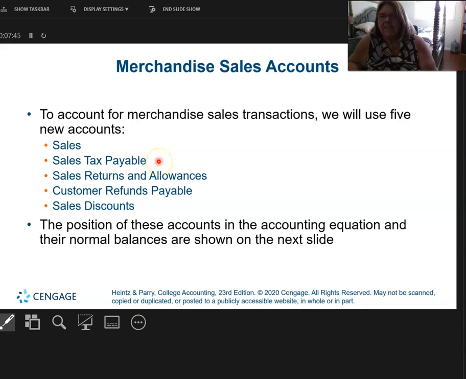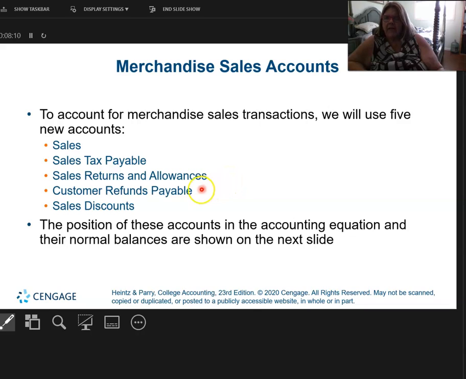I'll have something called sales tax payable. This is a liability account, and this is when I collect tax from my customer, and then I have to pay it to the government. I'm going to have something called sales returns and allowances, and this is attached to the sales account. So basically, the net sales would be all of my sales minus returns and allowances.